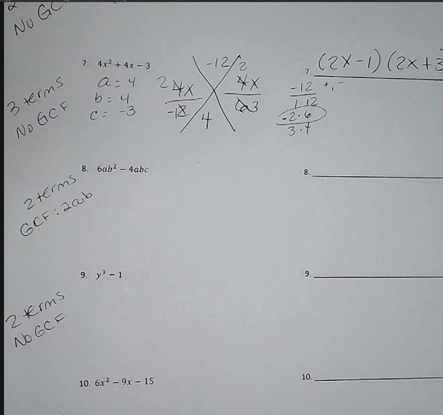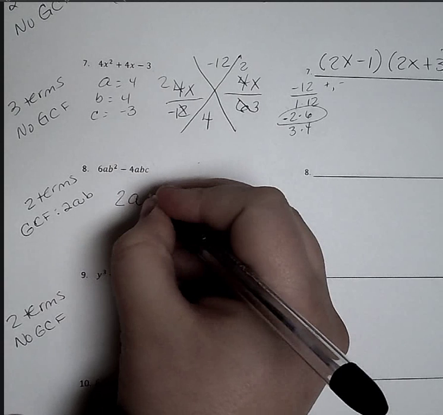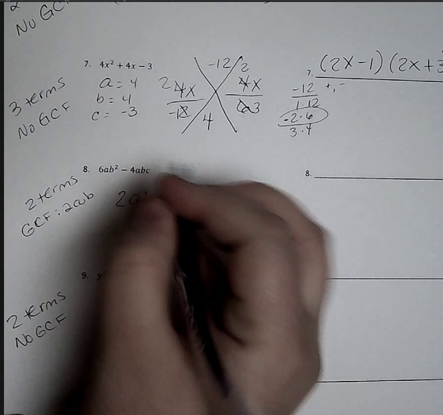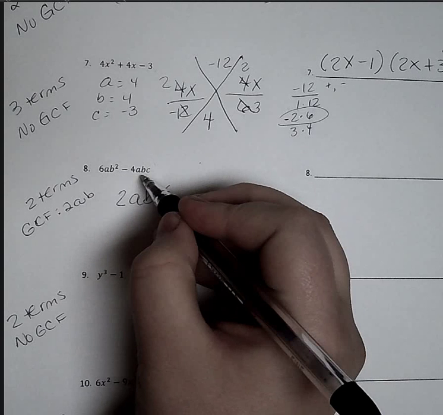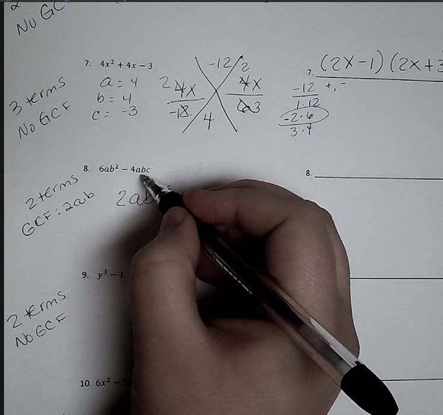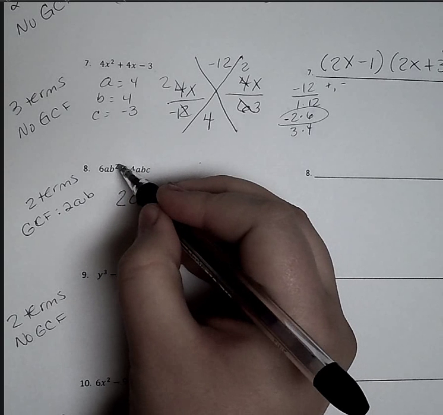Moving on to number 8. This one is very simple, however, extremely tricky for you guys. Y'all do not like this problem at all. So I'm going to go ahead and take out my GCF first. Okay? I already explained why you could not take out a C. You can take out an A because they both have an A, and you can only take out a B because you can't take out 2 because there's not 2 here to take.